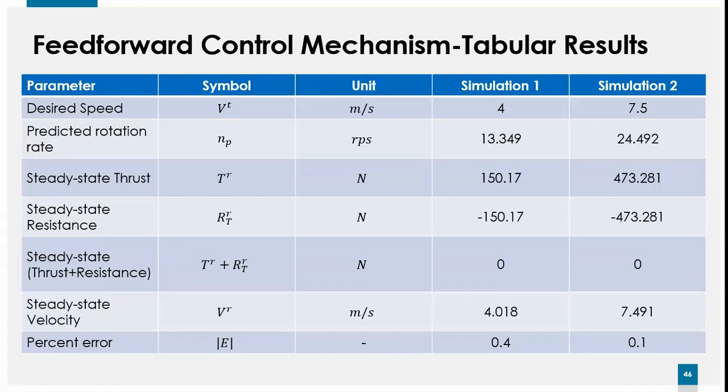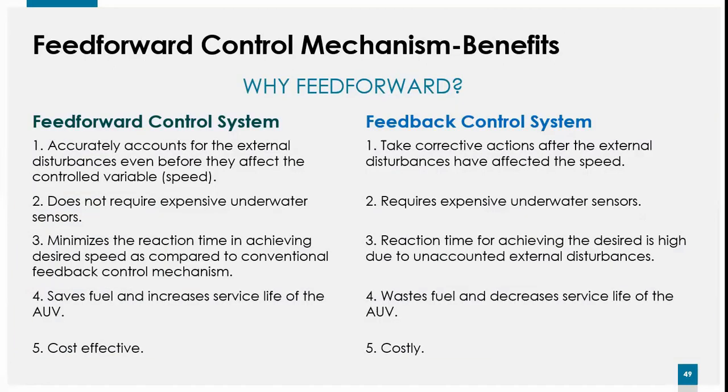It is worth noting that for the desired speed of 4 meters per second, the steady state velocity comes out to be 4.018 meters per second with a steady state error of 0.4%. And for the 7.5 meters per second desired speed, the steady state velocity is 7.491 meters per second, having a steady state error of 0.1%.